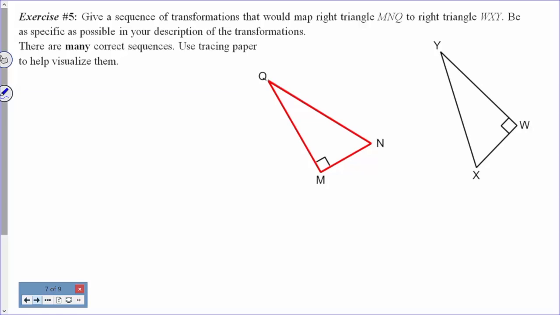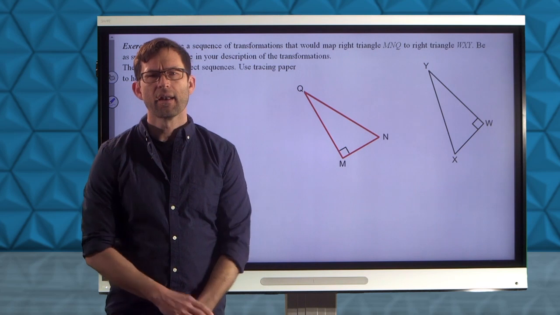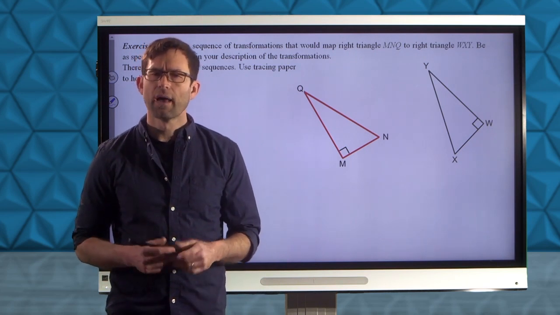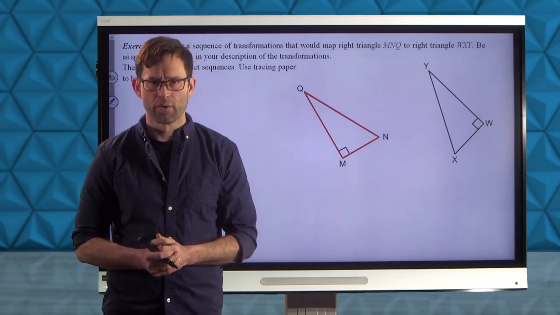Give a sequence of transformations that would map right triangle MNQ to right triangle WXY. Be as specific as possible in your description of the transformations. There are many correct sequences. Use tracing paper to help visualize them. All right, this one is quite tricky. And I think what I'd like to do is just walk through it together without having you pause the video and work on it on your own.